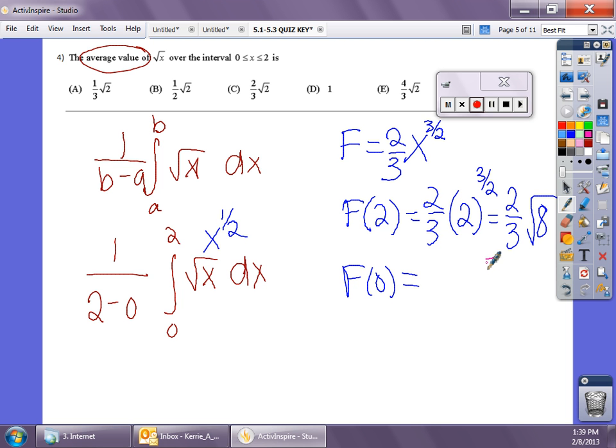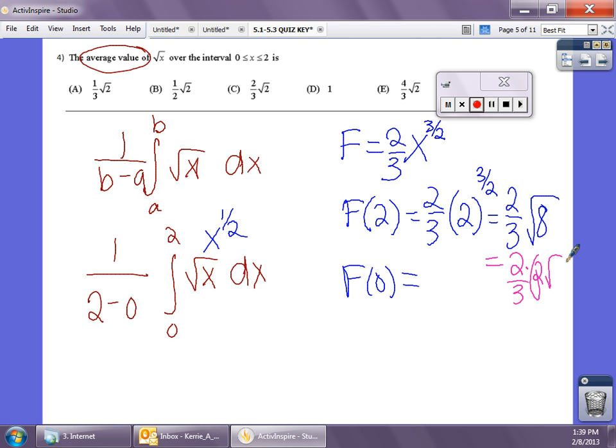And actually, while we're there, the square root of 8 is the same as 2/3 times 2 root 3. F of 0 is just 0. So what do we get? We get 1/2 times f of 2 is 4 root 3 over 3. Oh, that's supposed to be a 2. Sorry about that. Let me fix this for you.